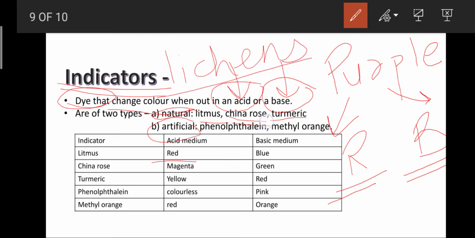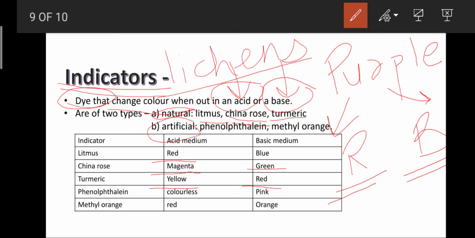Coming to China rose. China rose is generally called gudhal, and it is a red or pinkish colored flower, and it shows magenta color in acidic medium and green color when put in base. Next is turmeric. Turmeric is haldi. You can find it in your kitchens as well. It shows yellow color in acidic medium and red color in basic medium.